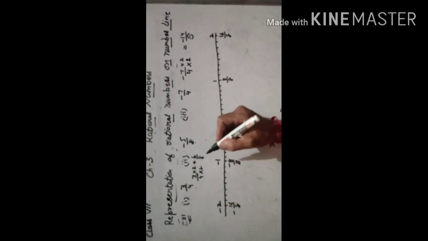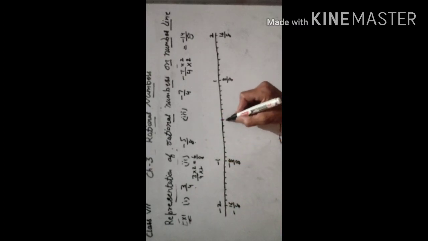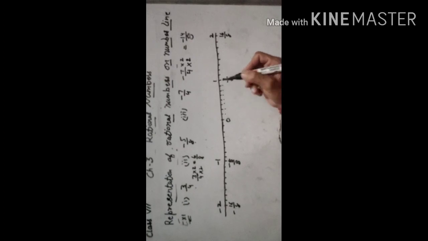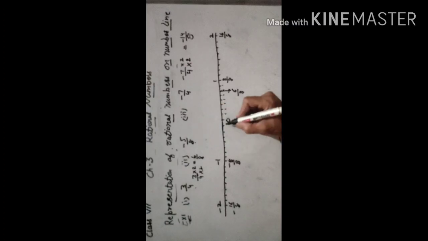Now first number is 6/8. This is 0, 1, 2, 3, 4, 5, 6, 7, 8. Now 1/8, 2/8, 3/8, 4/8, 5/8, 6/8. So this point is 6/8. Now next is -5/8. 1, 2, 3, 4, 5. This point is -5/8.